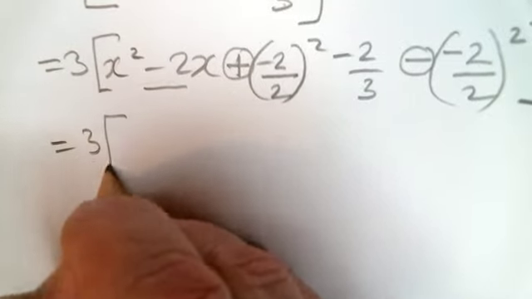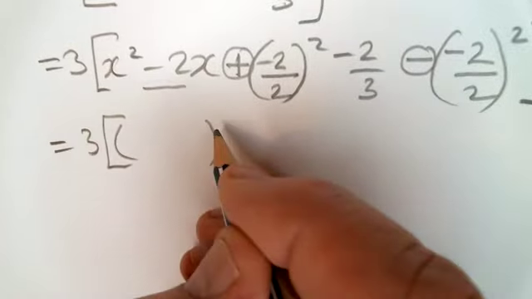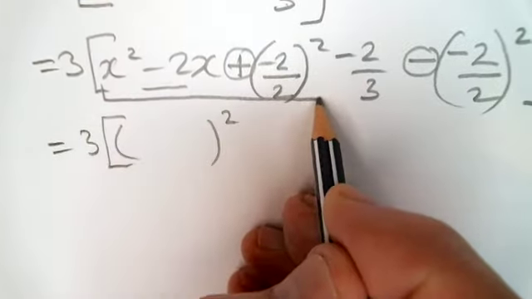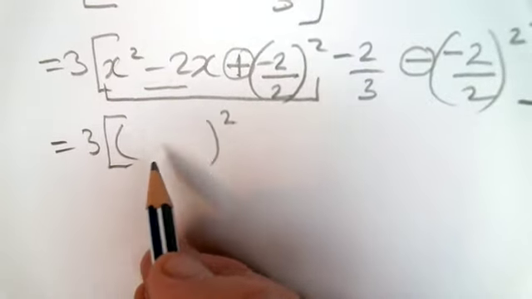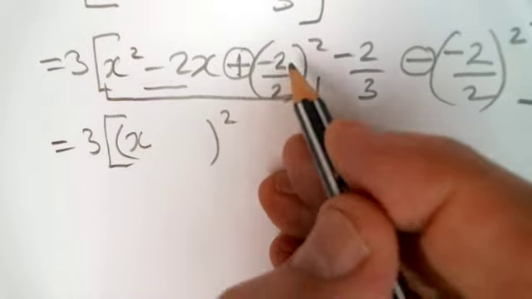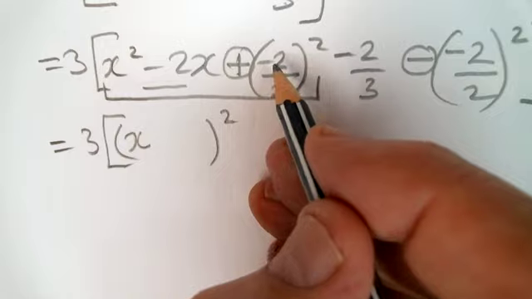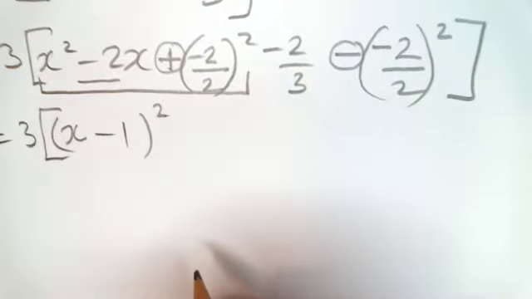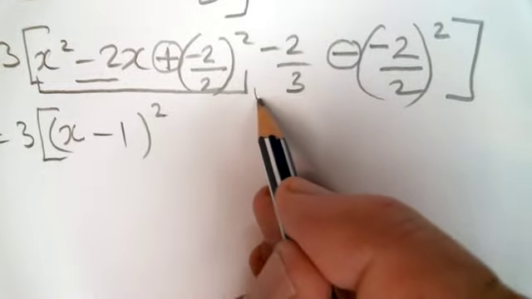We've got a 3, we've got a large bracket. I'm going to put a smaller bracket inside and put a squared here, because the whole of this bit can now be reduced to a perfect square. This is going to be an x. I take the contents of the brackets, nothing else. Negative 2 over 2 is negative 1. Now, all I've got left to reconcile is this bit on the end.